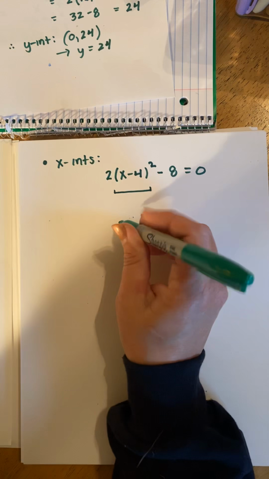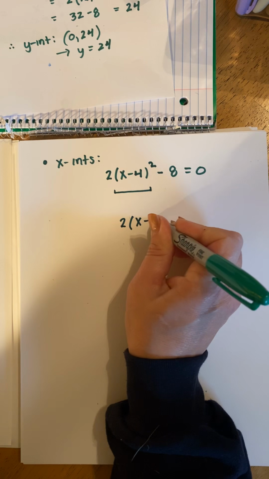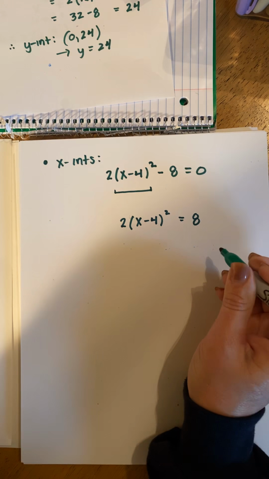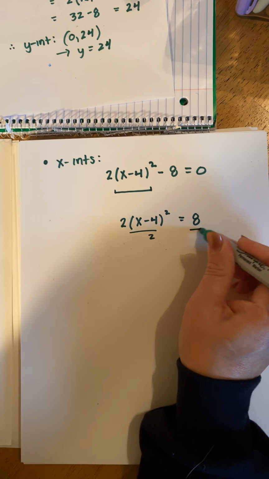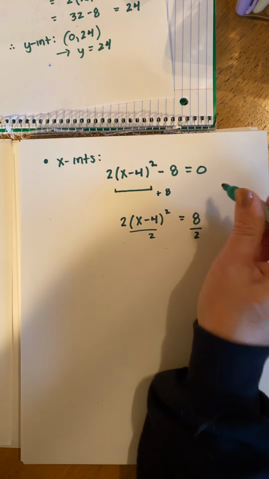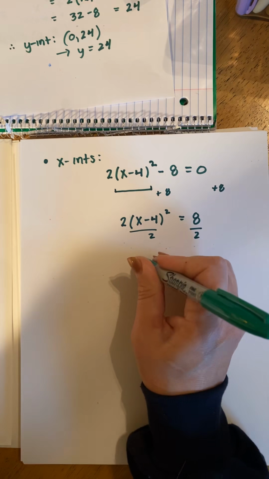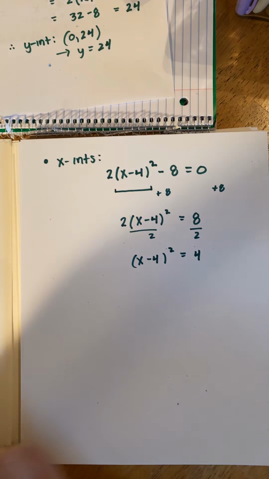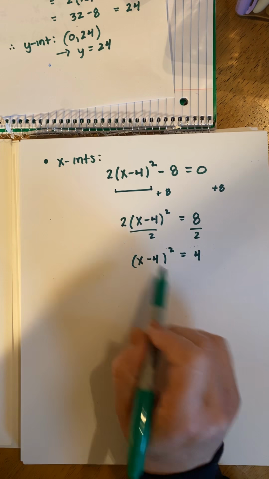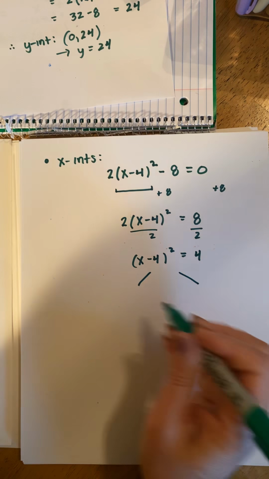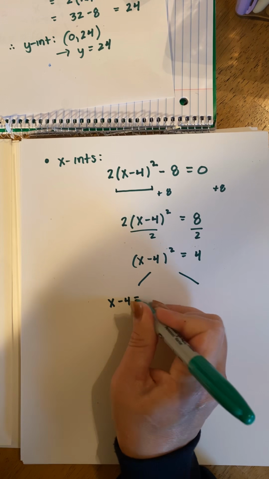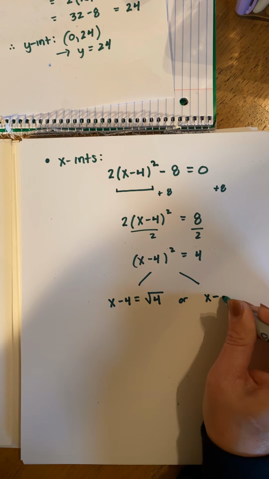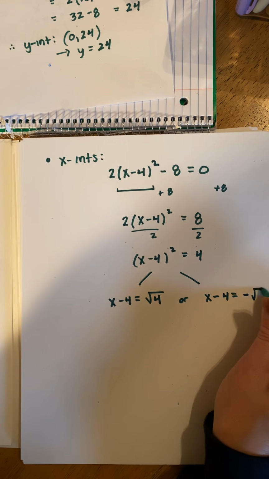So I'm going to add 8 to both sides. Again, you may distribute and do it that way, but save yourself the headache. Now I'm going to divide out the 2. So here I added the 8 to both sides, and I divide the 2 out, so I get x minus 4 squared equals 4. Now I have it in the form something squared equals a number. So what I'm squaring is the square root of the number, or the opposite of the square root of the number.